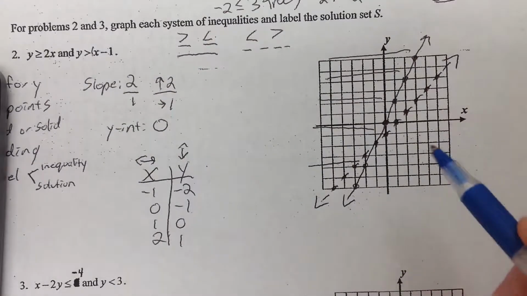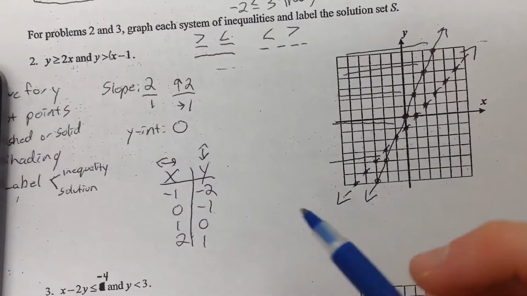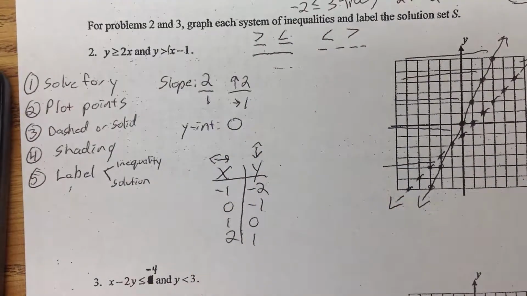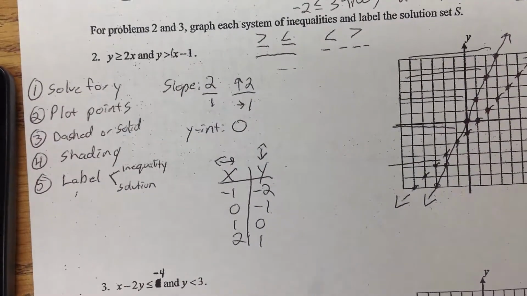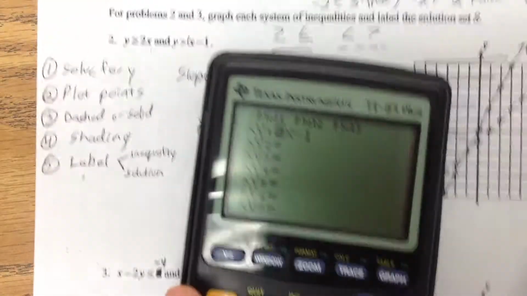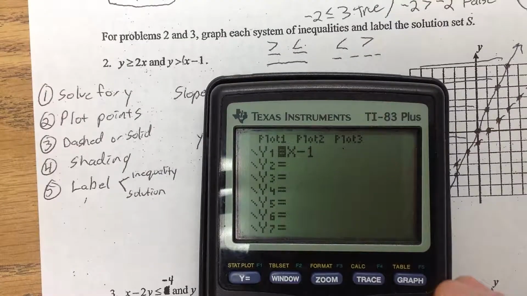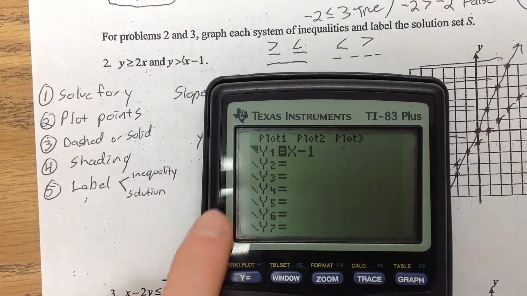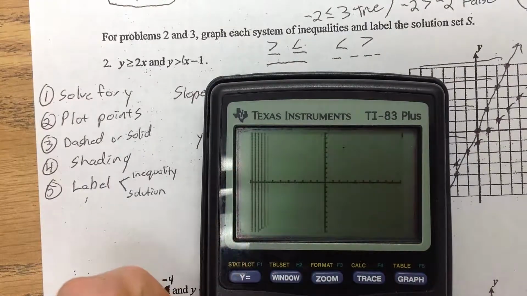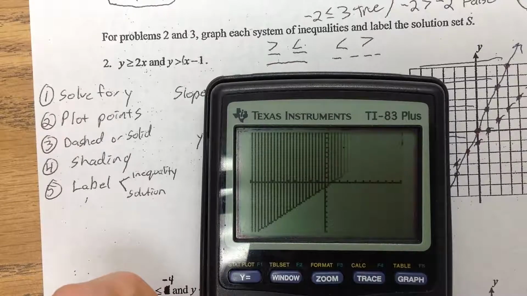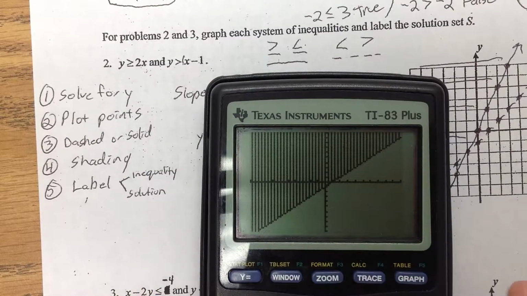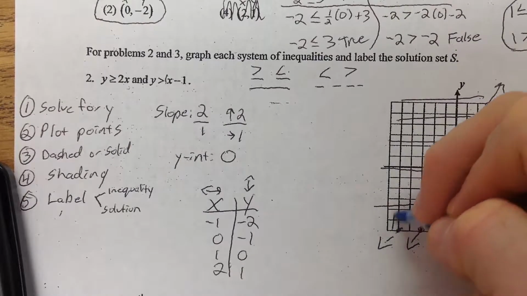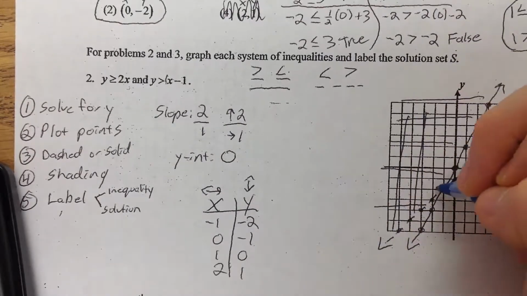All right, so I've got both of my lines here. I need to do the shading. Now, because I use the calculator here, it's easy to see which way this one's going to go. I just go to y equals. I scroll over. This is another greater than. All right, so I can do the graph, and I can see that the shading is going to be up above again because it is greater than. So, all right, let's make the shading up above this one.